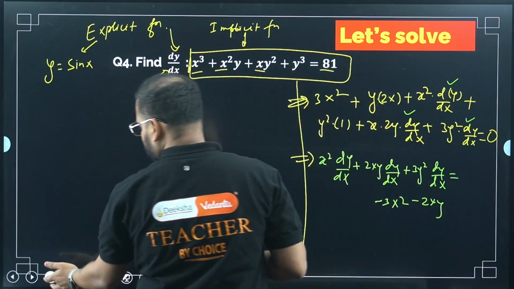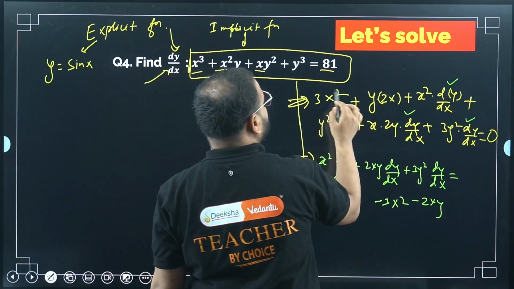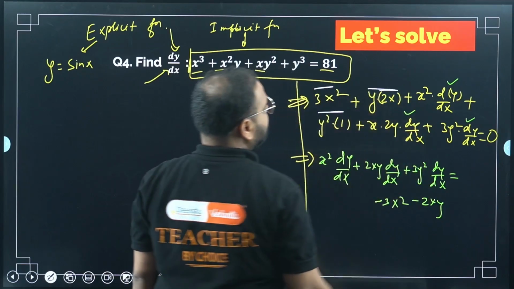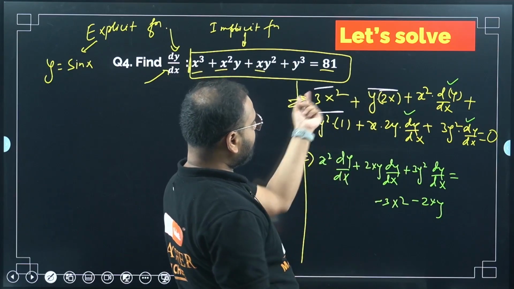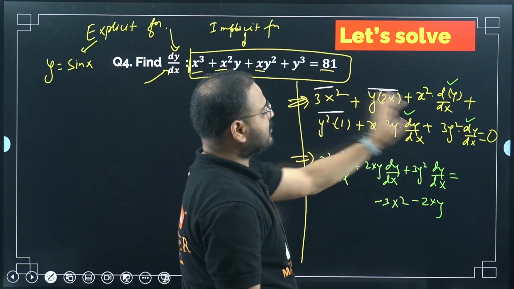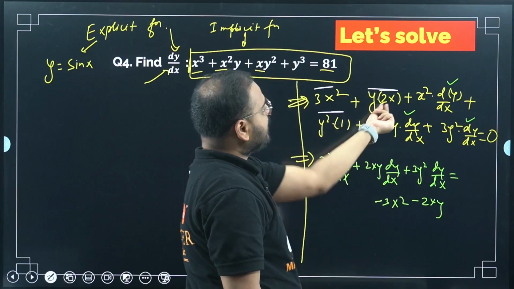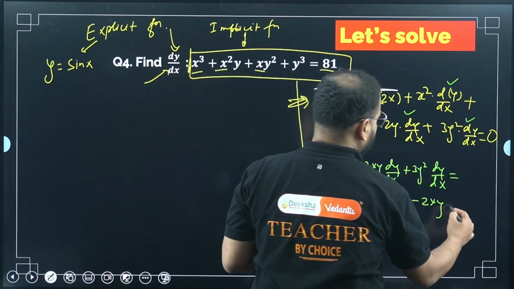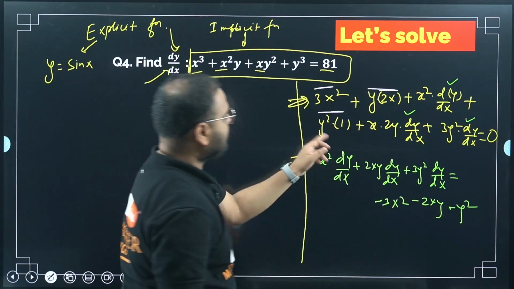Please check this. My other terms are this, this, and this, right? 3 terms. When I move them on the other side, it becomes what? Minus. This also becomes minus. This also will become minus only. How much will that be? Minus y square.